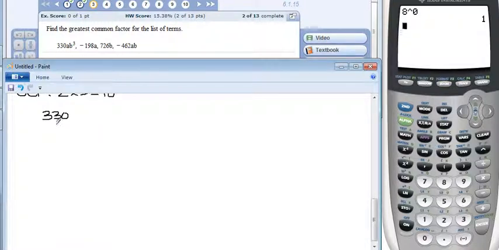330. What goes into a 330? Well, I know that a 33, I'm going to do a dot this time. I don't like those X's. The times symbol looks like an X to me. All right, so 33 times 10, and this is 3 times 11, and this is 2 times 5. So here we've hit all prime.